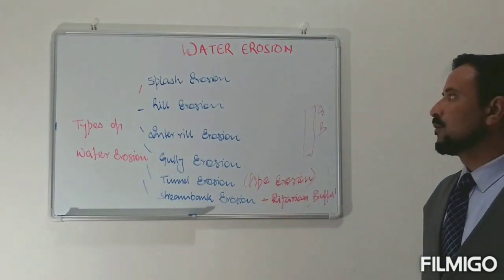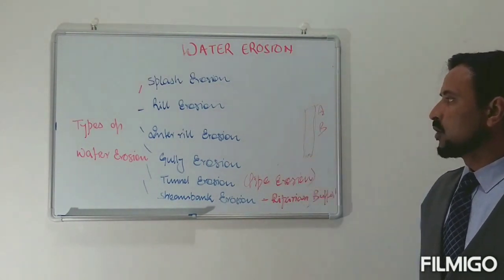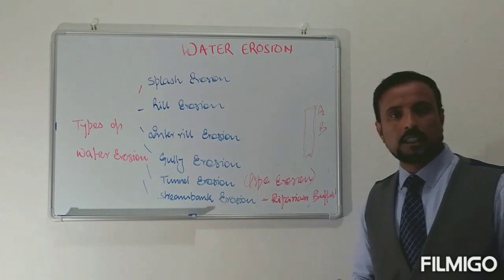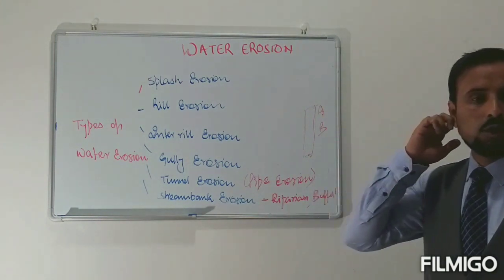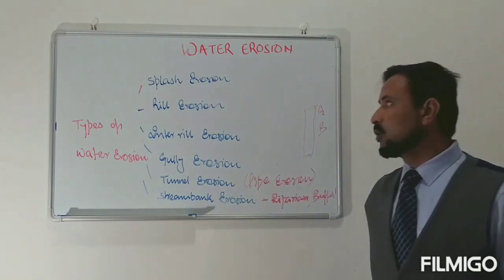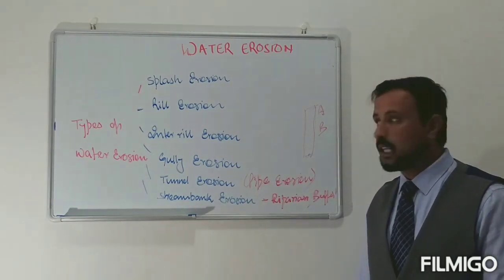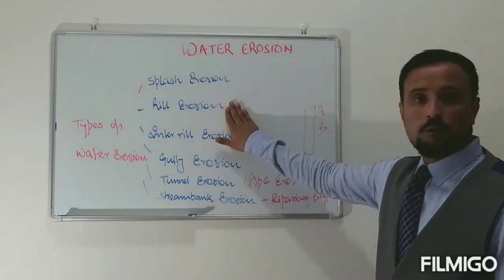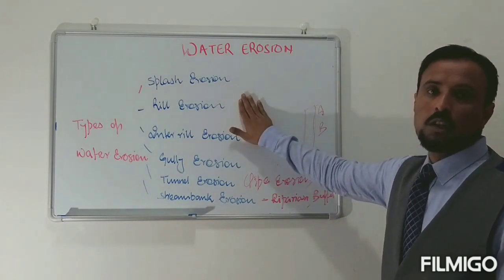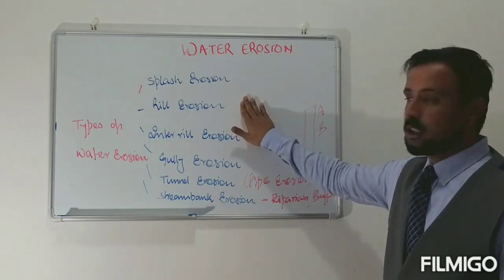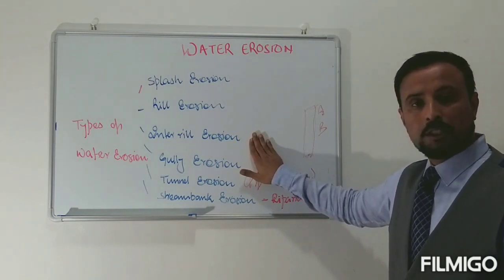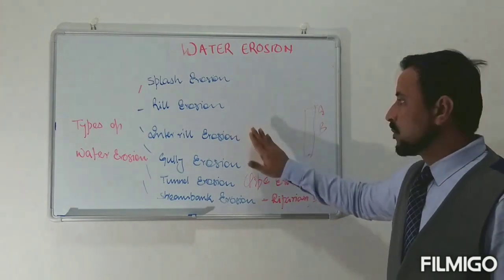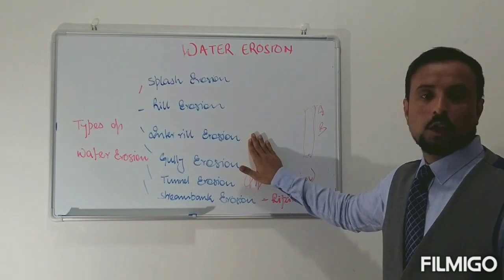So these are the different types of water erosion: splash, rill, interrill, gully, tunnel and stream bank erosion. Each of them has certain characteristics. Splash erosion occurs due to rainfall, heavy rainfall. Rill and interrill erosion happen because of shallow flow of water. Rill erosion happens because of shallow but strong flow of water, concentrated shallow flow.